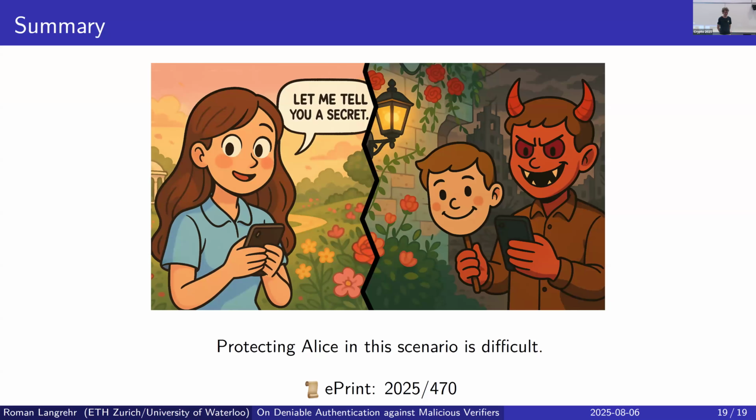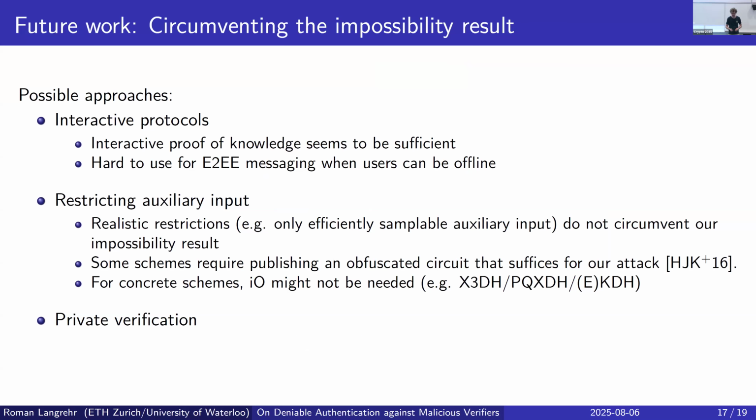Thanks for the very interesting talk. I have a question about slide number 17, where you start discussing the interactive case. And you said that this interactive proof of knowledge seems to be sufficient. I'm not so sure about it. The reason is that we think usually about the interactive proof as not being transferable. You cannot show them to a judge.